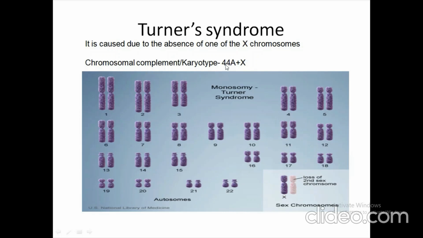So the chromosomal complement, or karyotype, of Turner syndrome is 44 autosomes plus X. Instead of 2X, there is only 1X. Like this, in Down syndrome, the number of autosomes changes. But in Turner syndrome and Klinefelter syndrome, the number of allosomes changes.